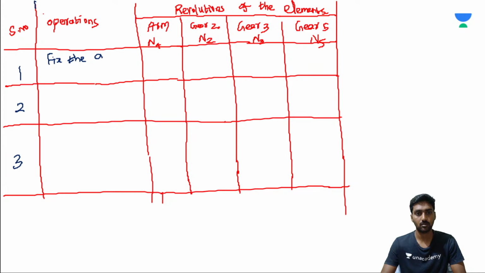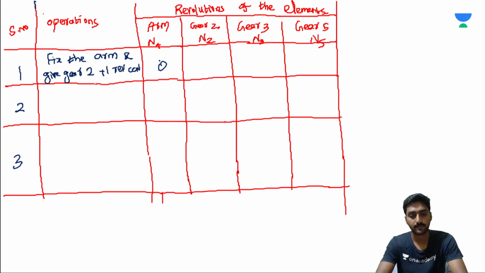Fix the arm and give gear 2 +1 revolution counterclockwise. So we are fixing the arm. Then I am giving the counterclockwise direction rotation for the particular shaft. Is it okay? In the part of counterclockwise, I will show the things one by one.